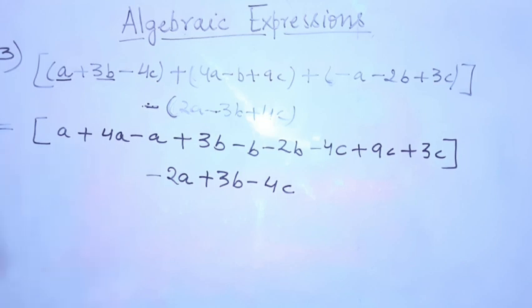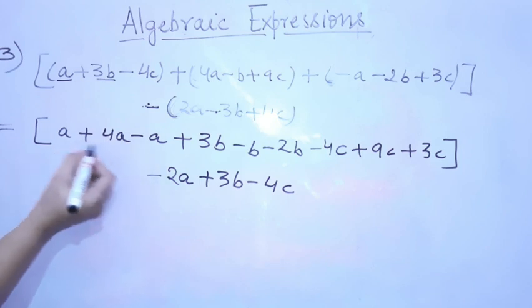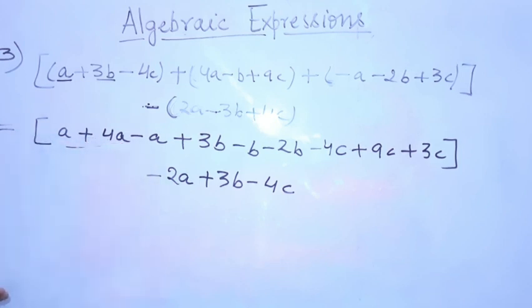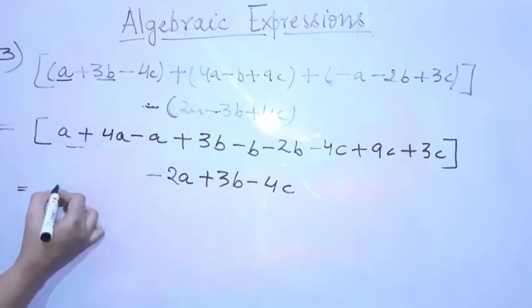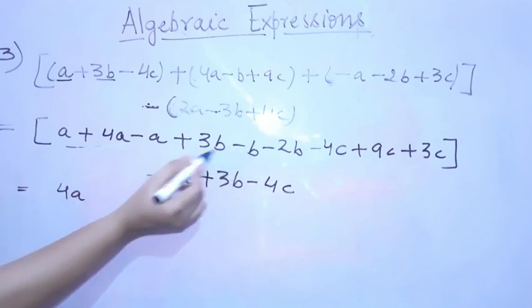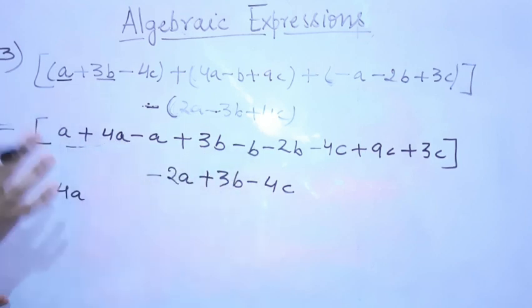Okay students, now let's solve this. A plus 4a, we all know that it is 5a. Now please students reply to me in the comment section, what is 5a minus a? 5a minus a is 4a.